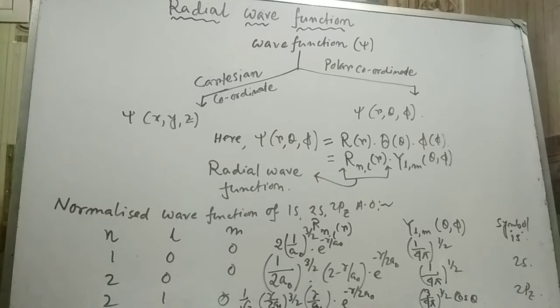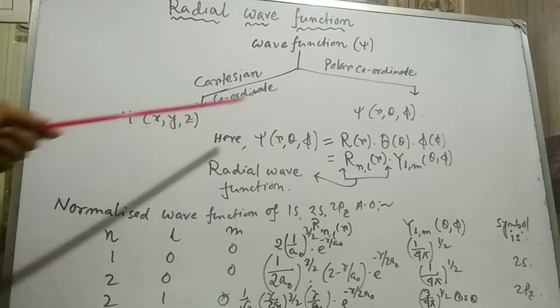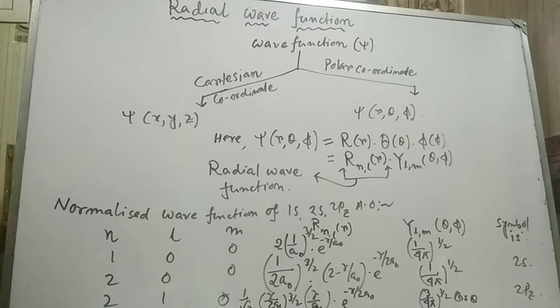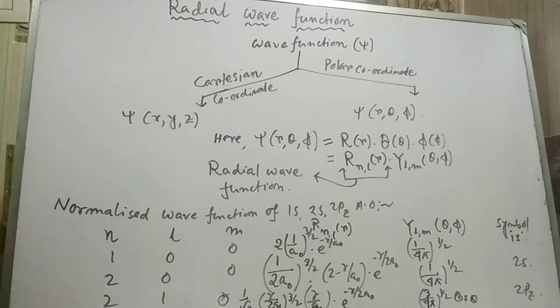The wave function of the electron can be expressed in Cartesian coordinates as well as in polar coordinates. In Cartesian coordinates, the wave function can be expressed as phi, a function of x, y, z. This is the position coordinate. Whereas in polar coordinates, the wave function can be expressed as psi of r, theta, phi. Psi is a function of r, theta, phi instead of x, y and z.